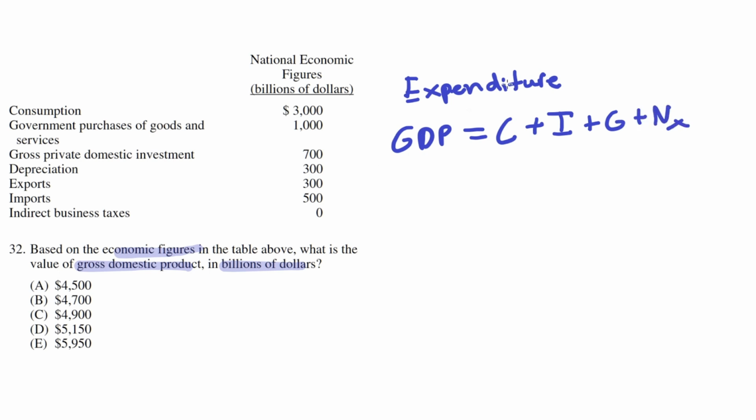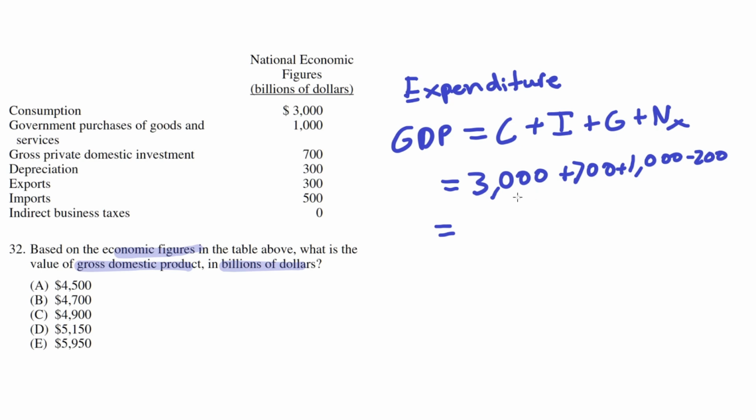So looking at this, the consumer spending is 3,000 because that's represented by the consumption level. So this would equal 3,000 plus investment spending, which is right here, gross private domestic investment, 700. And government spending is 1,000. And net exports is simply exports minus imports. So that is 300 minus 500, so it's minus 200 for net exports.